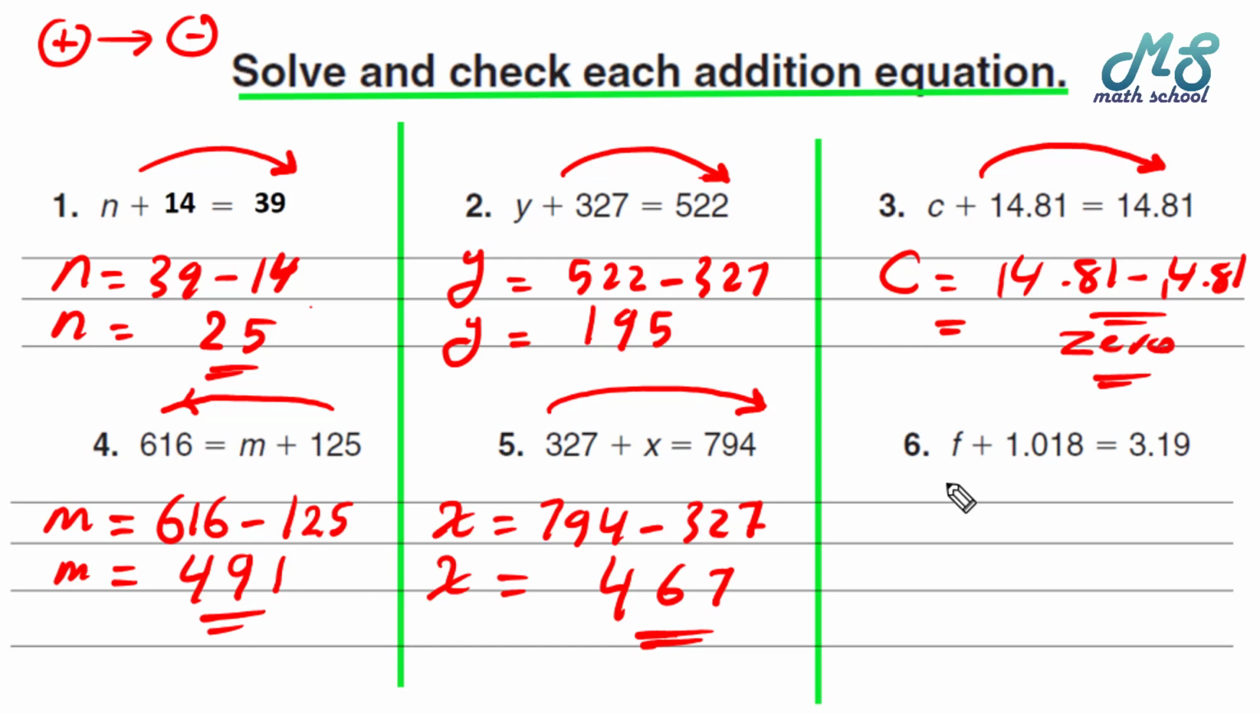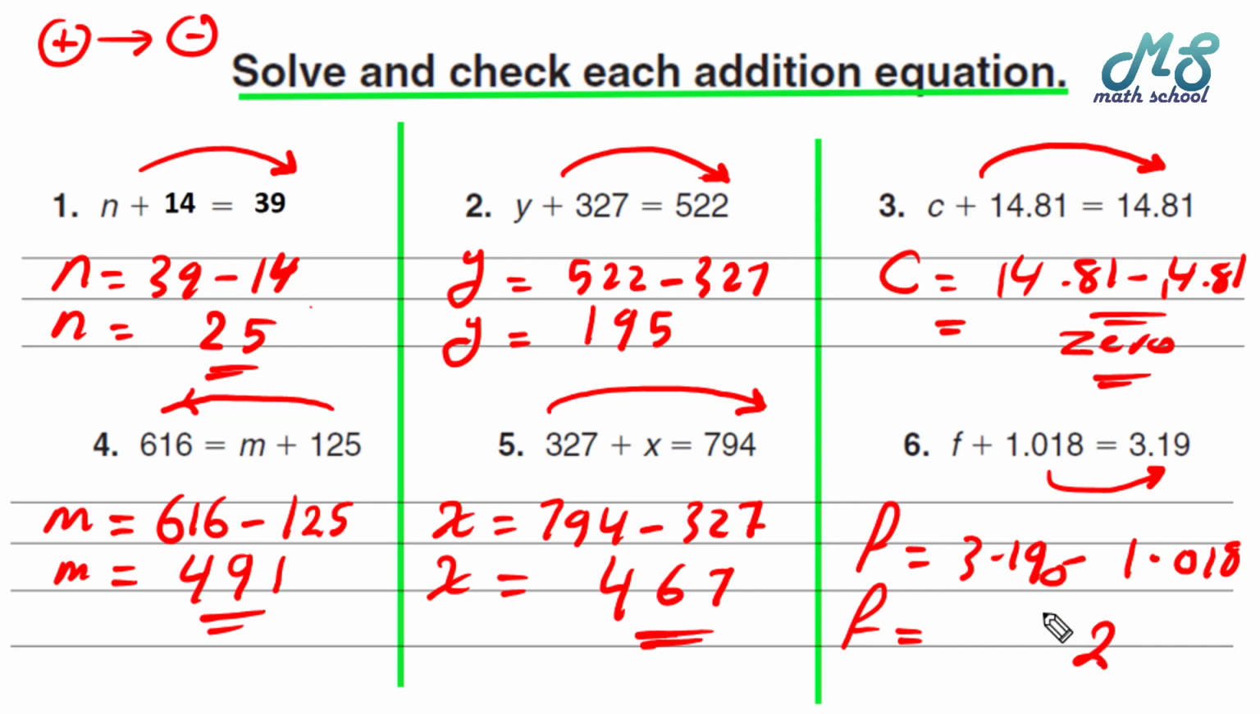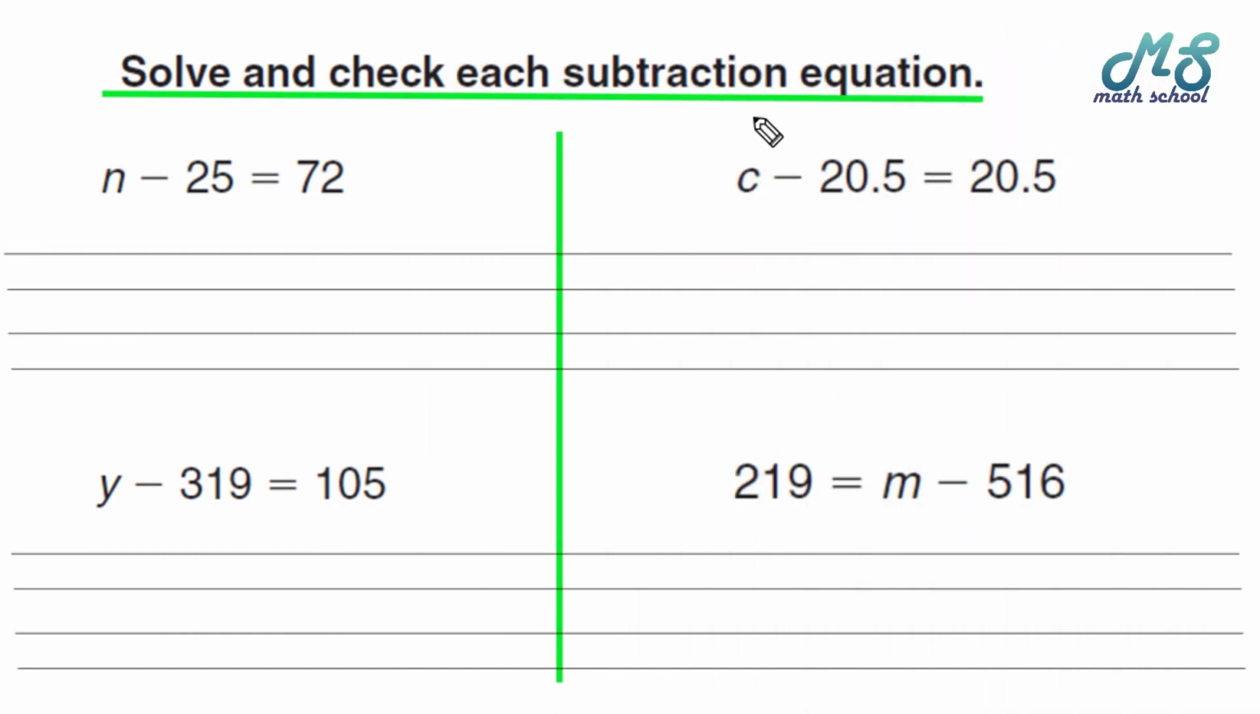Next, how can we find the value of f? By the same way, move 1.018 to be subtracted. Now we can write f equals 3.19 minus 1.018. You have to equate the decimal places and write 0, and you can subtract. It will be 10 minus 8 equals 2. 8 minus 1 equals 7. 1 minus 0 equals 1. Bring down the decimal point, and 3 minus 1 equals 2. So the value of f is equal to 2.172.